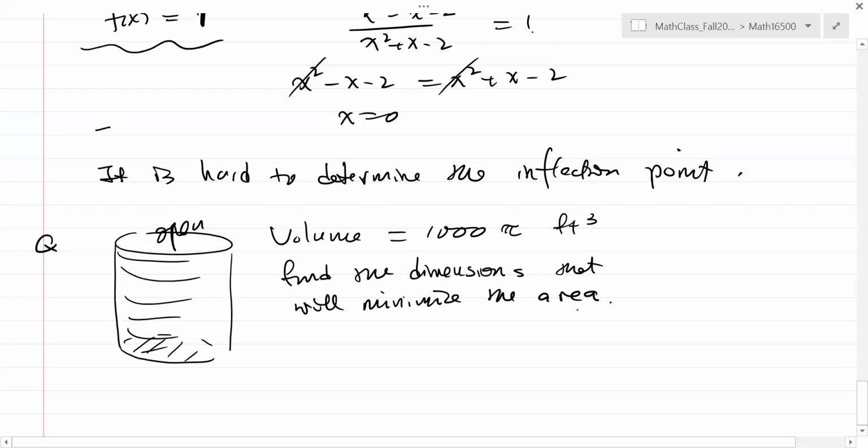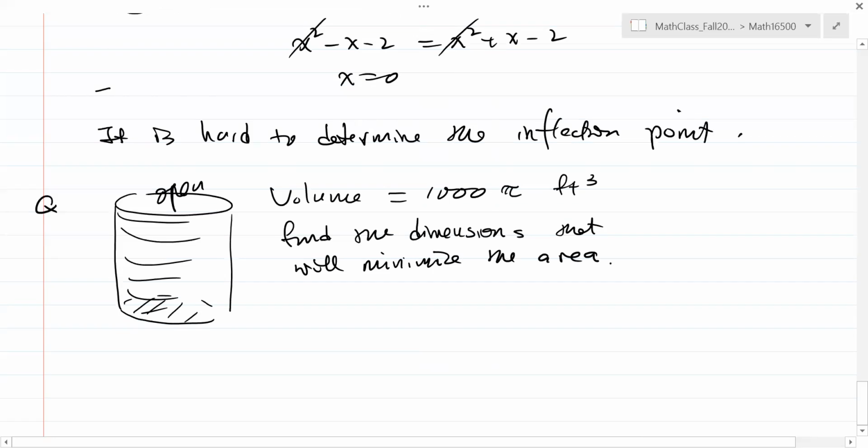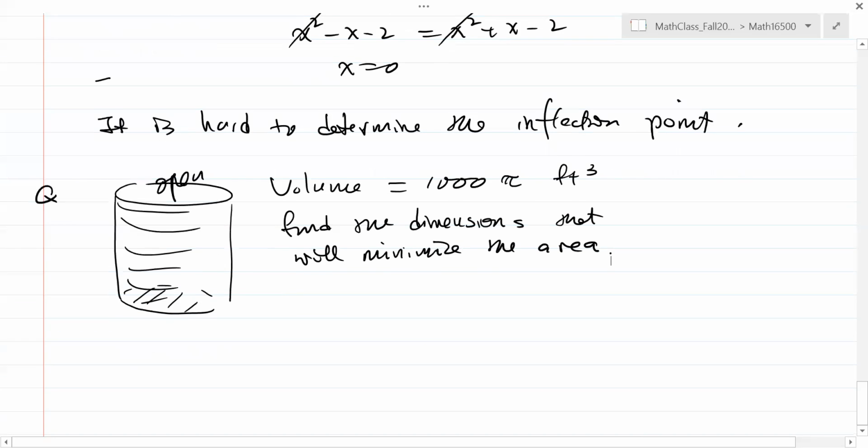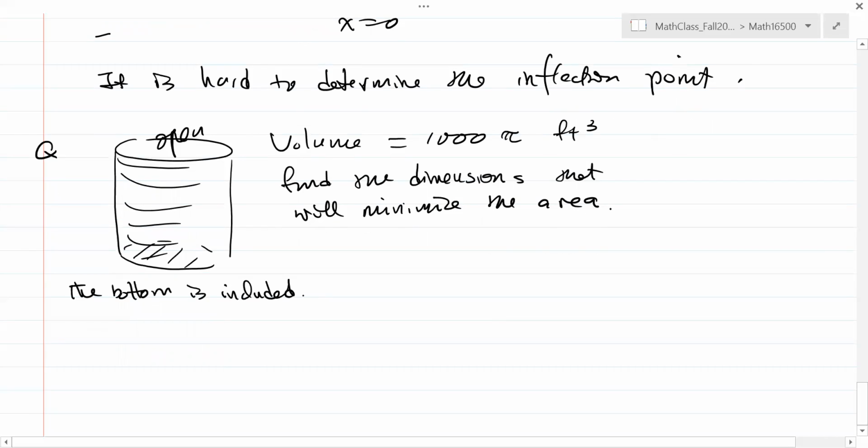It does not include the top part. Yeah, the bottom is included. Right. So find the dimensions. Dimensions means the height and the radius, right?